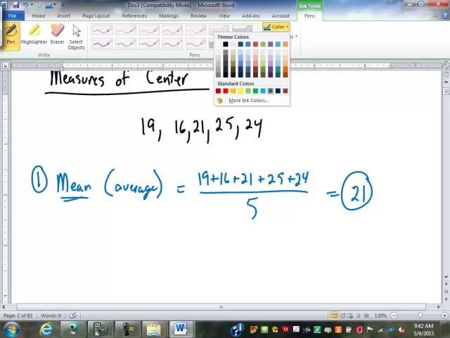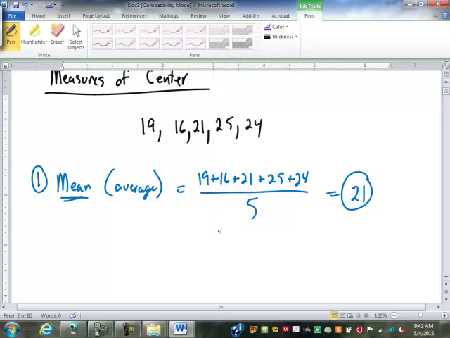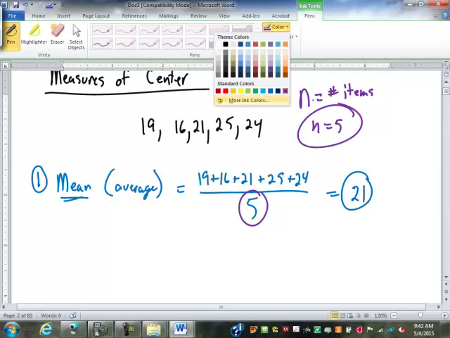As you're getting your calculator out and punching that in, one thing that comes up here is the 5, the number of items in the list, which is referred to as little n. N is equal to the number of items in the list. So in this case, n equals 5, because there are 5 items in that list. Was that correct, Cody? Thank you, sir.